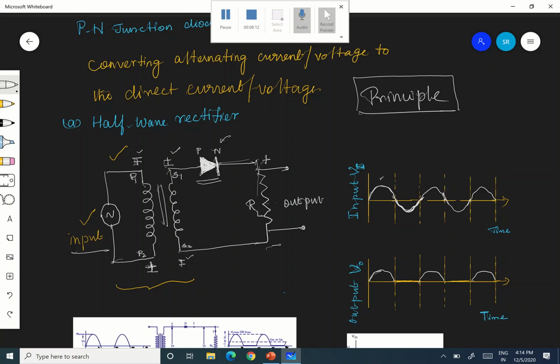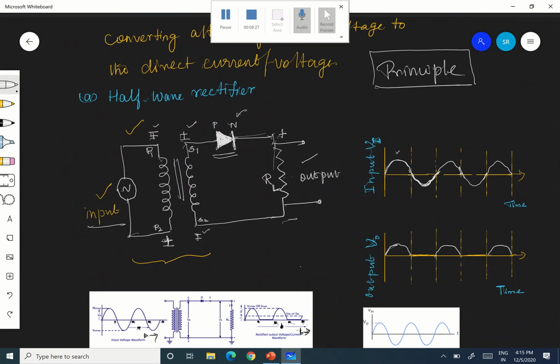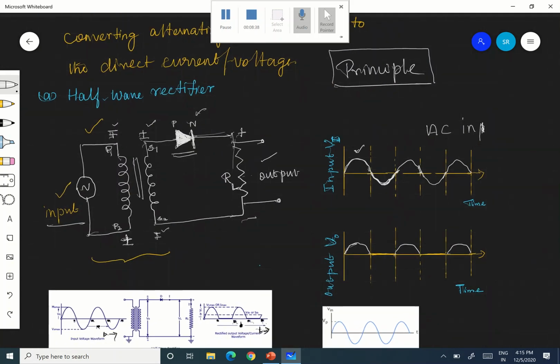The output will be taken across the load resistance, that is RL. Across this you will be getting the rectified output, which is nothing but DC output. Okay, right. Now, how does it work? To start with, let us consider the first half cycle. Here I am giving the input. Now, the input is AC, correct? It is AC input only.